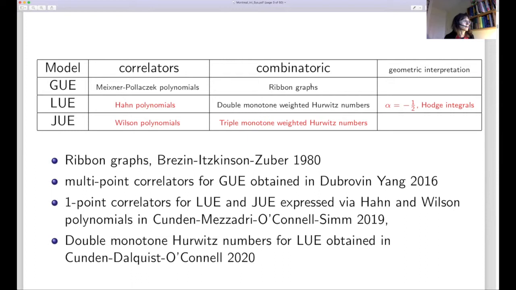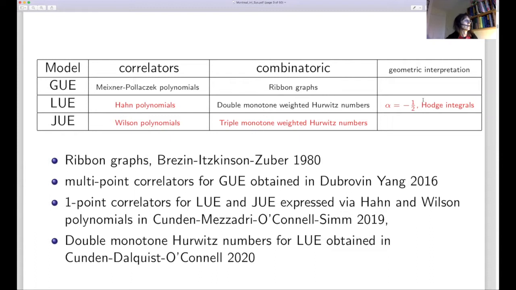Well, we know for GUE this is ribbon graphs, from the seminal works of Brezin, Itzykson, Parisi, Zuber, and then many others followed. Regarding LUE, the combinatorics of this matrix model are double monotone weighted Hurwitz numbers, also a result obtained by Guay-Paquet, Harnad, and Dahlqvist and O'Connell, while for the Jacobi unitary ensemble we have triple monotone weighted Hurwitz numbers. Then there is also a geometric interpretation. From the point of view of algebraic geometry, these objects are generating functions of some integral for the particular case of the weight of the Laguerre unitary ensemble when alpha is equal to minus 1/2. Okay, so this is the plan of the talk.